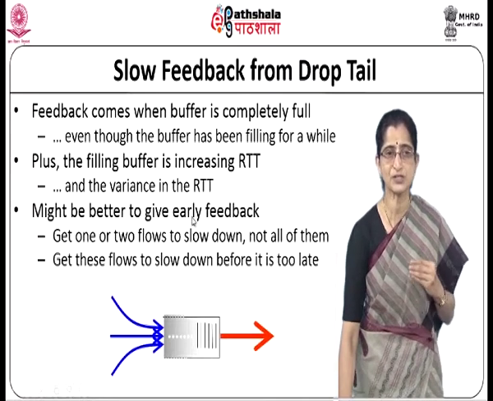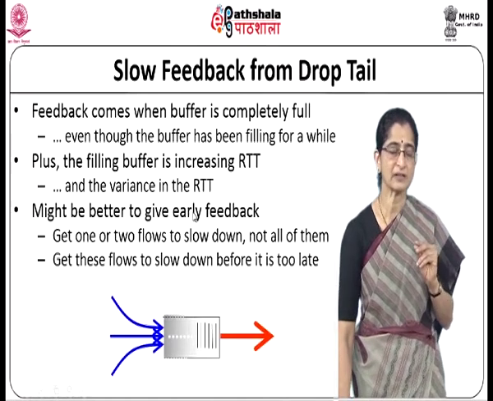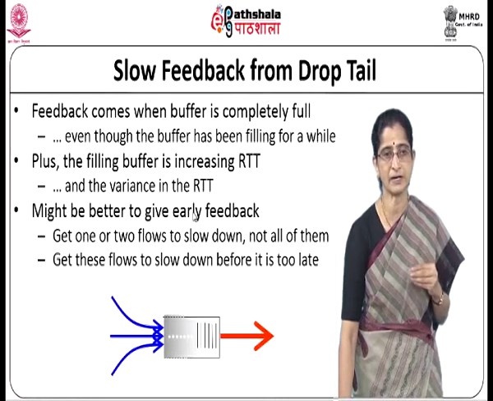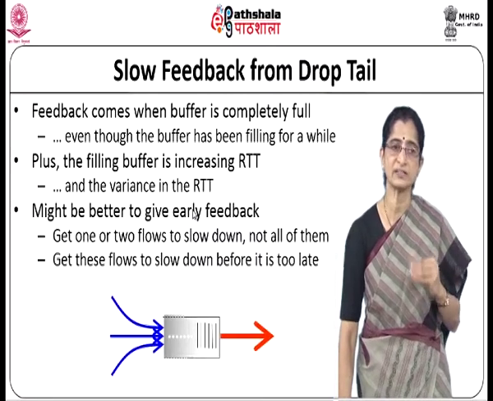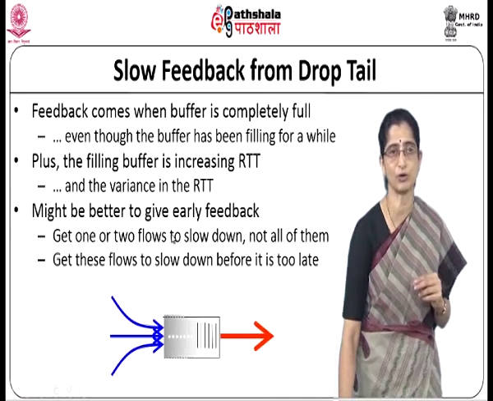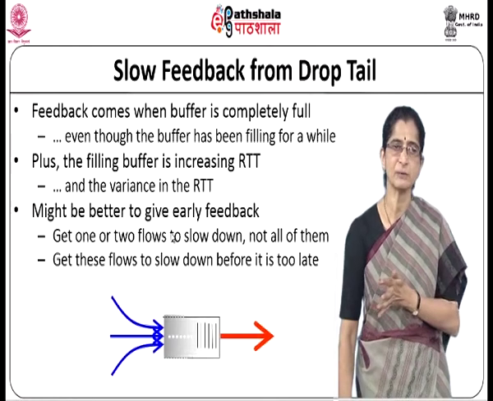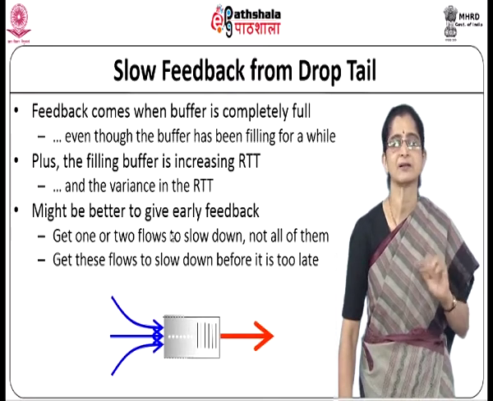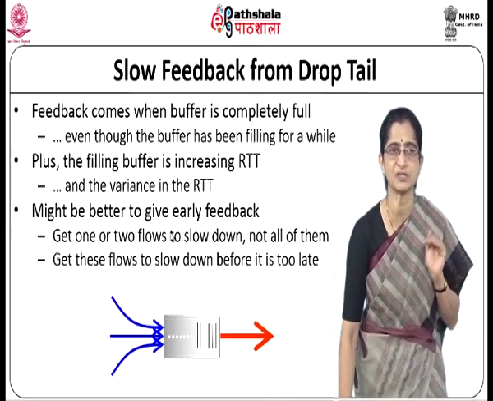Now the question is, can we give earlier feedback? When giving earlier feedback, we can pick just two or three flows and slow them down rather than slowing down all the flows. We can get them to slow down before it is too late. Even as we see the queues becoming full, let us indicate to TCP that congestion is likely to begin, and ask TCP to slow down the rate at which it is sending data.